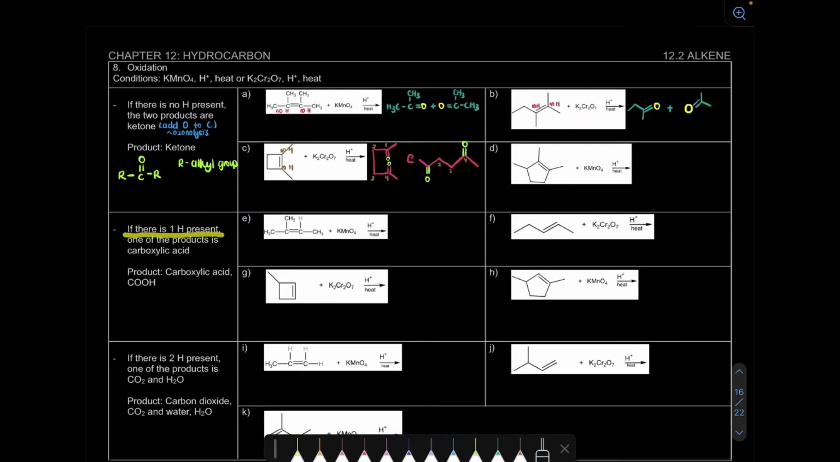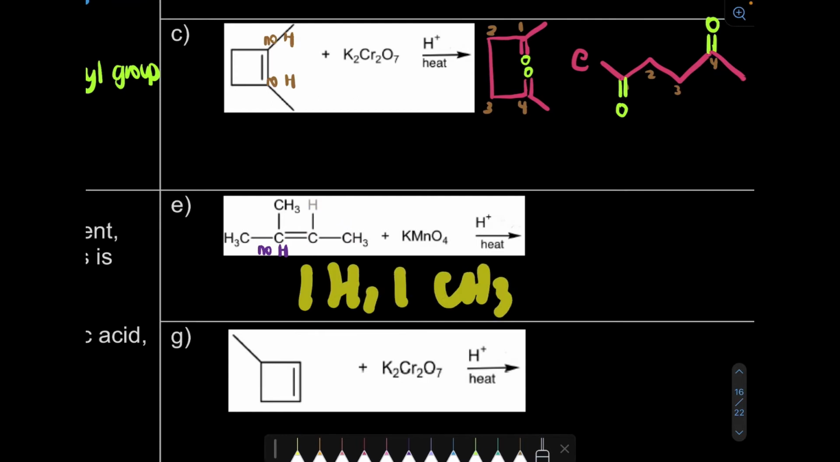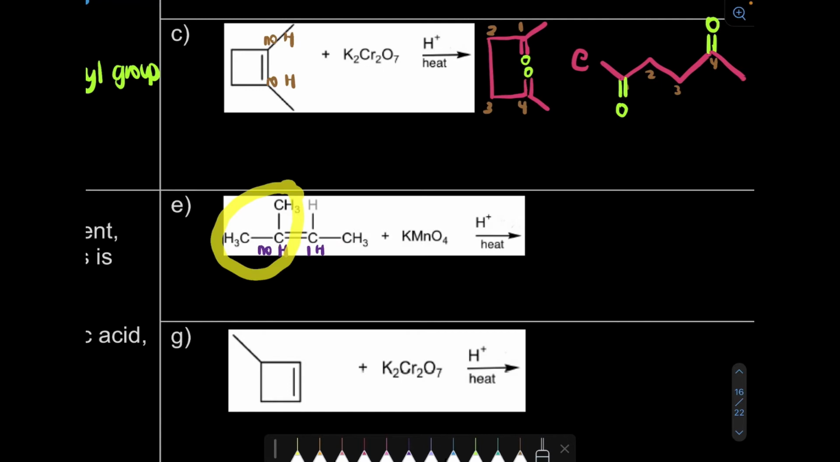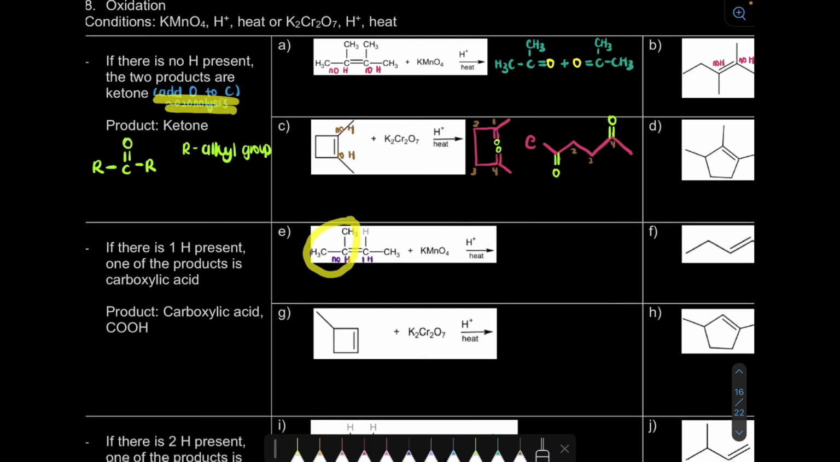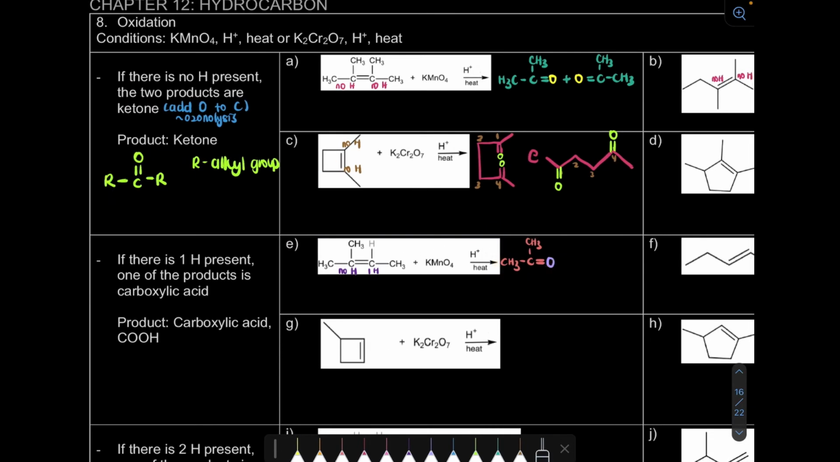Let's look at the second case, if there is 1 hydrogen present. Look at this example on the carbon-carbon double bond. This carbon is bonded to 2 methyl, so there's no hydrogen present. But for this carbon, 1 is bonded to hydrogen and 1 is bonded to methyl, so this has 1 hydrogen. How are we going to do it? Split first. This first one has no hydrogen, same as before, as in ozonolysis: we break the bond and just add O.